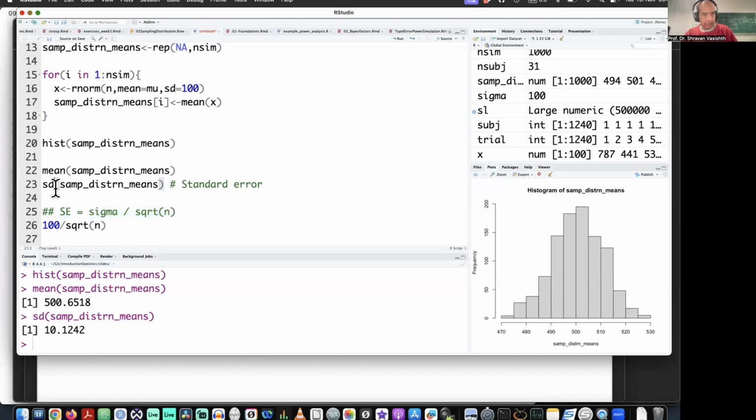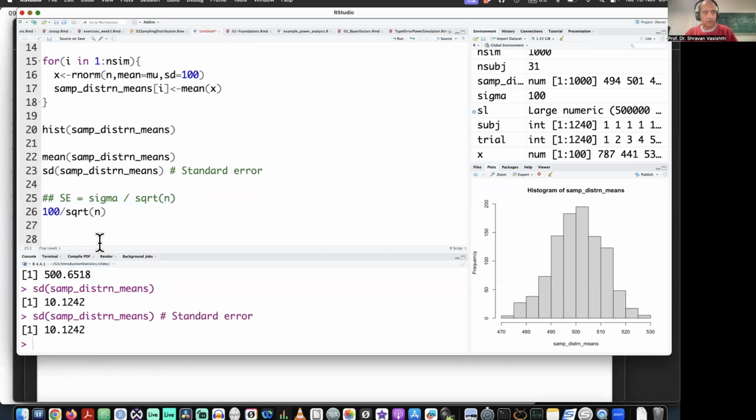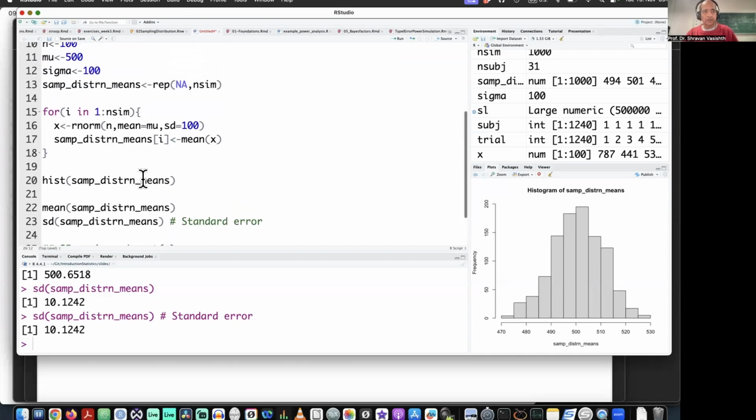So let's take a look. Our standard deviation of the sampling distribution of the means is about 10.12, right? Let's find out what the actual true value would be. In this case, we can talk about the true value of the standard error because we know the true value of the standard deviation of the underlying distribution, because we are in a situation where we know the gold standard values that produce the data.